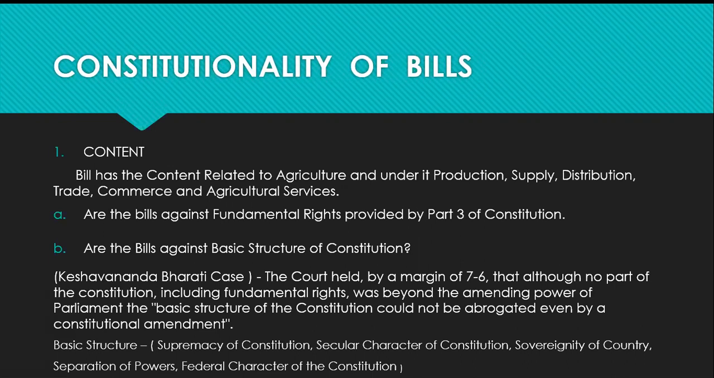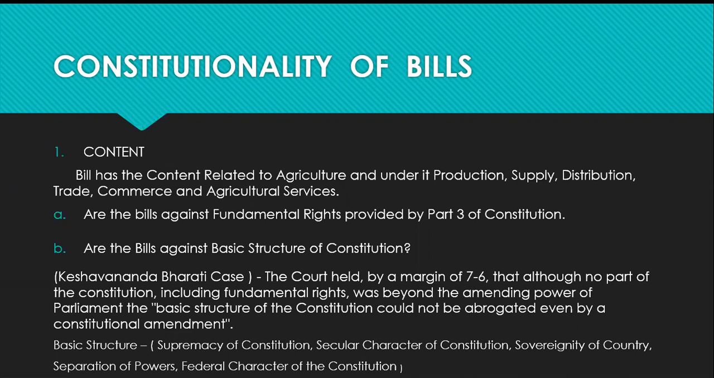The Supreme Court at various instances has given some characteristics which are part of the basic structure and can't be amended. Some characteristics are the supremacy of the constitution, the secular character of the constitution, the sovereignty of the country, the separation of powers, and the federal character of the constitution. There are others also, because the Supreme Court, not only at one instance but at different instances, has given different characteristics of the constitution which come in the basic structure. So these are the characteristics which are the basic structure and can't be amended.